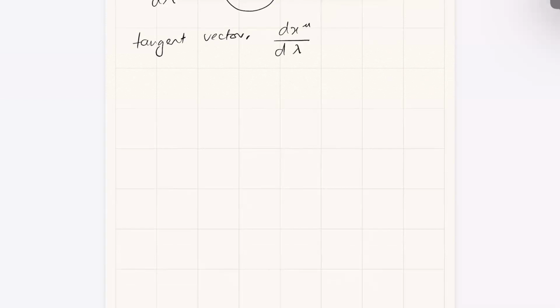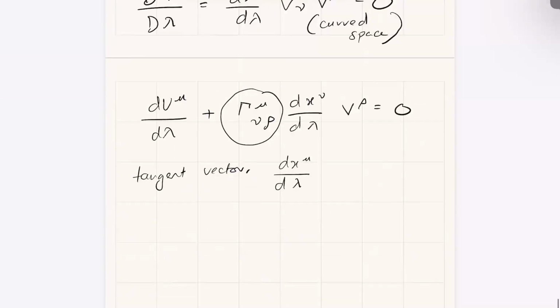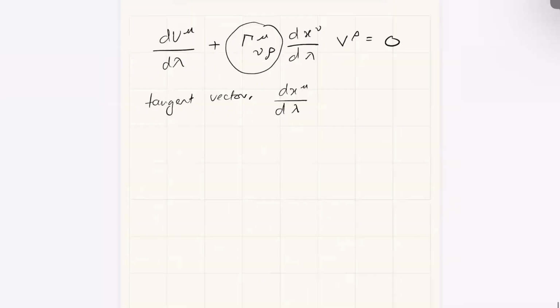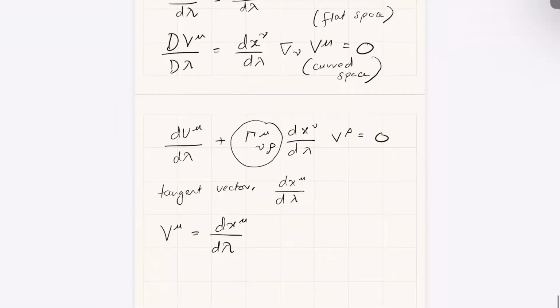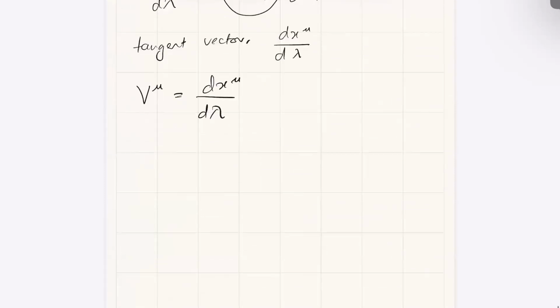And I want to parallelly transport this tangent vector. So I will abide by these equations that I wrote earlier. If I substitute v mu as this particular vector, the tangent vector over here, and write this as dx mu by d lambda, then I can replace it and write this equation as v nu covariant derivative with respect to nu of v mu equals 0.